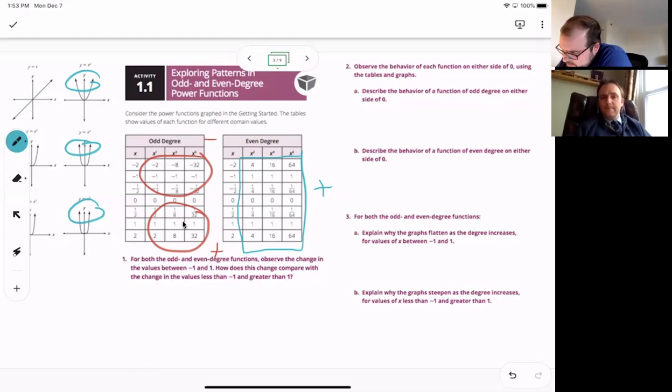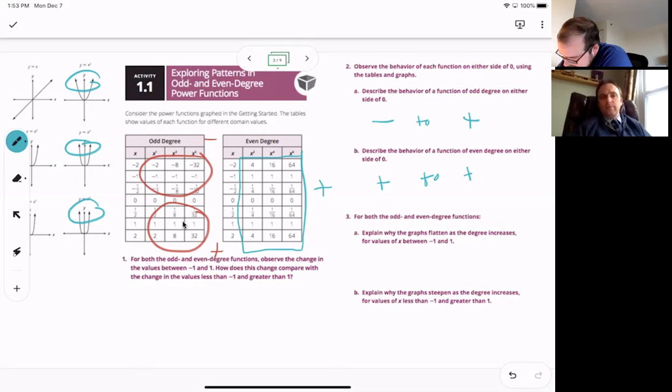And we already talked a little bit about the behavior of the odd on either side of 0, where on one side it goes negative, the other side it goes positive. And we talked about the behavior of the even function on either side of 0, where we go from a positive number back to a positive number. Because when we're squaring or raising to the 4th power, we end up making those negative input values positive as output values.